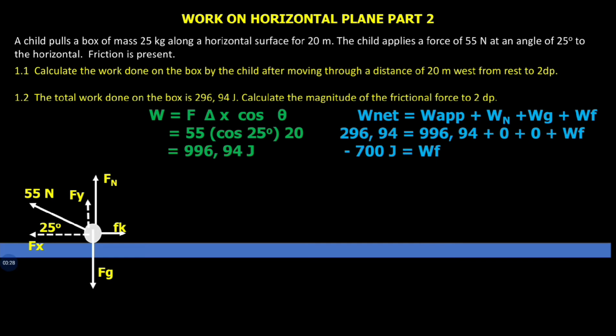Once we get the work done, we can always get the force. It's one of the skills again that is important. Once you determine the work done, now use the work formula W equals F delta X cos theta to work out what the frictional force is. And we end up with a frictional force of 35 newtons.